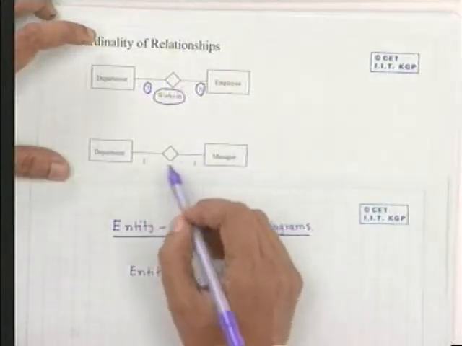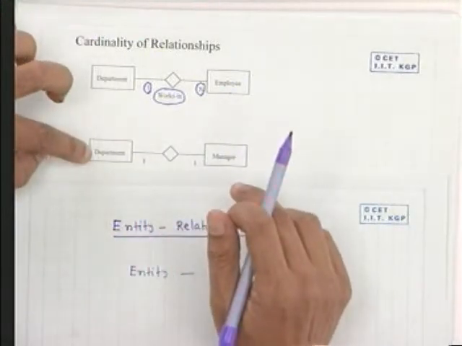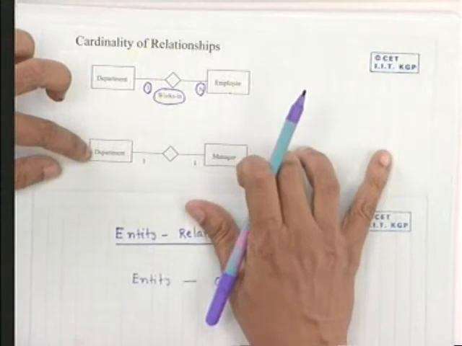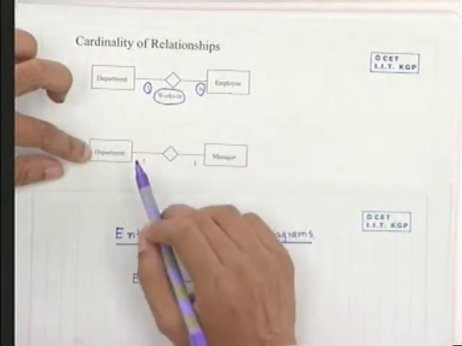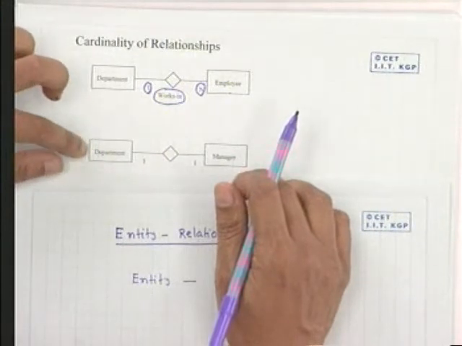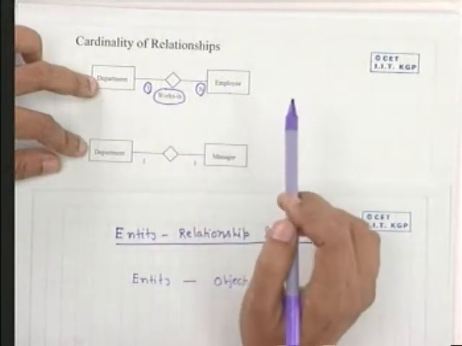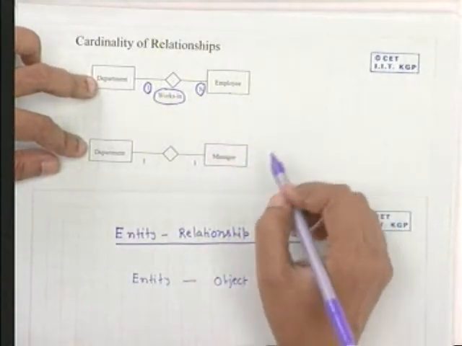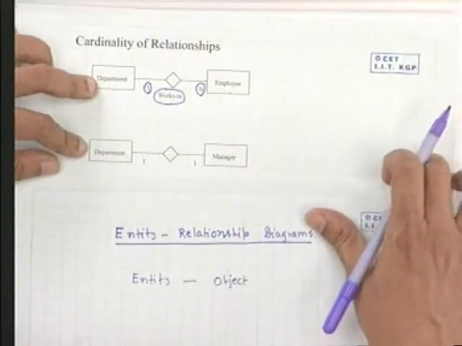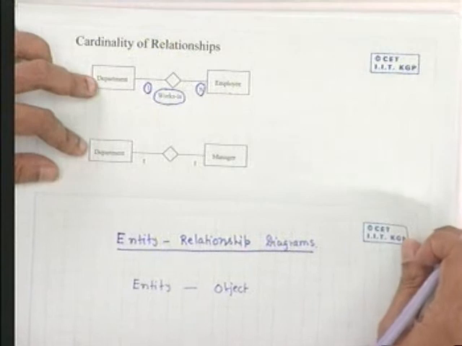Sometimes the relationships may be 1:1, like each department can have one manager. So in this case, if you say the department is a class and manager is a class, they are interrelated in the way that for every department there is a manager, and each manager is associated with one department only. This is why you call this a 1:1 relationship.